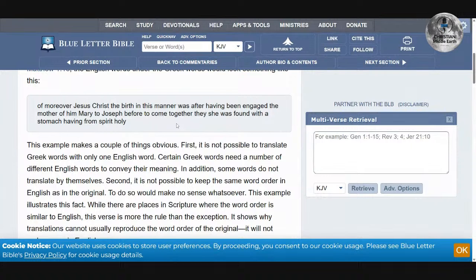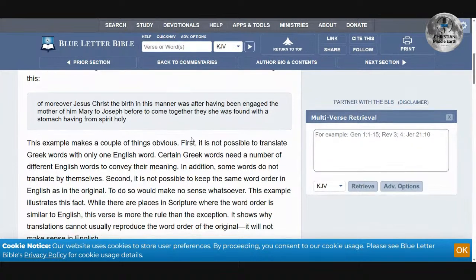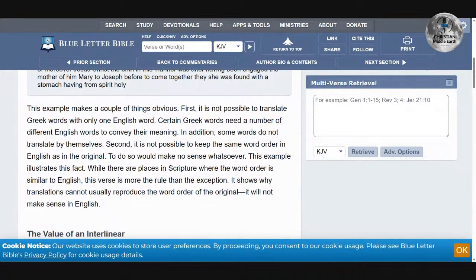This example, of moreover, Jesus Christ, the birth in this manner was after having been engaged, the mother of him, Mary, to Joseph, before to come together, she was found with a stomach having from Spirit holy, shows why translations cannot usually reproduce the word order of the original. It will not make sense in English.